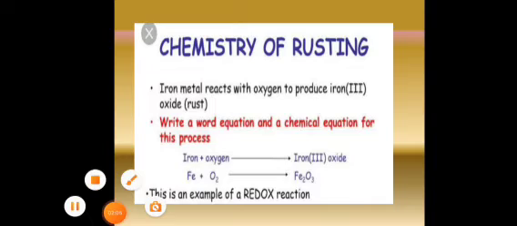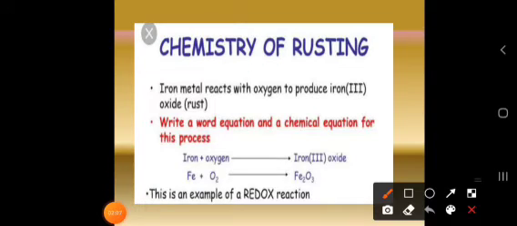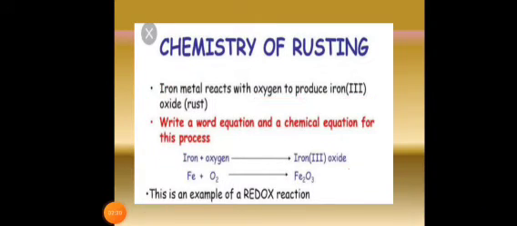Here, iron metal reacts with oxygen to produce iron 3. So we have to write this in equation form. When iron reacts with oxygen, that is Fe plus O2, it forms Fe2O3. How is it possible? Just recall the crisscross method.